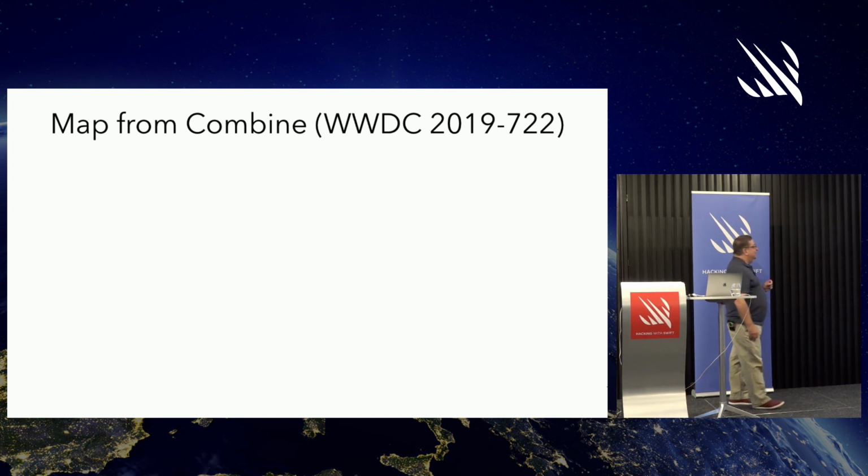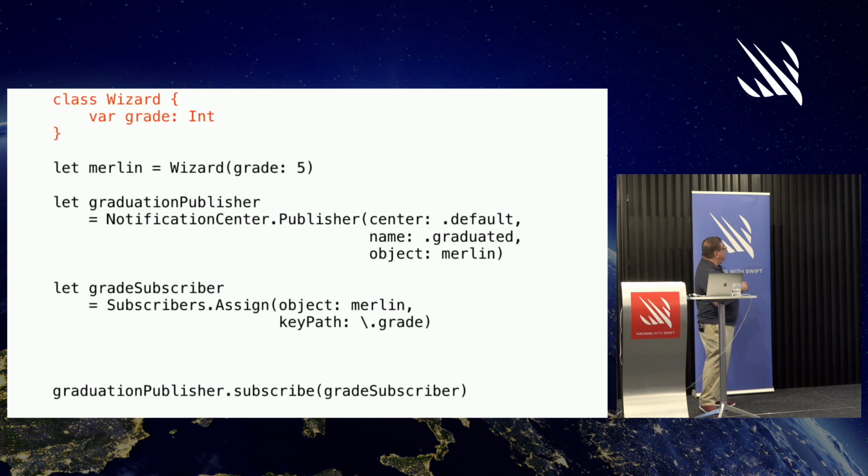Map from Combine. Oh my gosh, we haven't even thought about Combine yet. Daniel, what are you talking to us about? So I'm going to use the same examples they used in the presentations, and I'm going to show you map and flatMap from Combine. And so this was from session 722. And their example was you've got this wizard, and he's got a grade, and his name's Merlin.